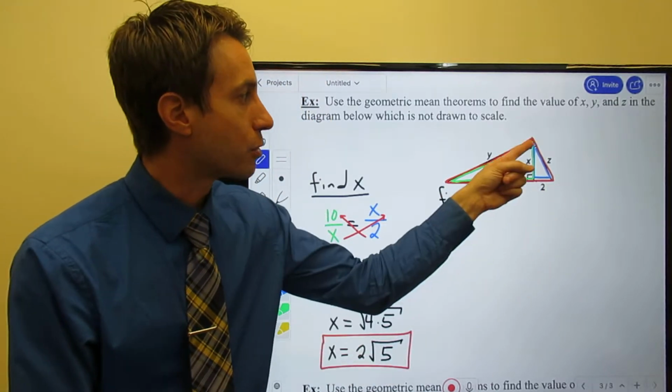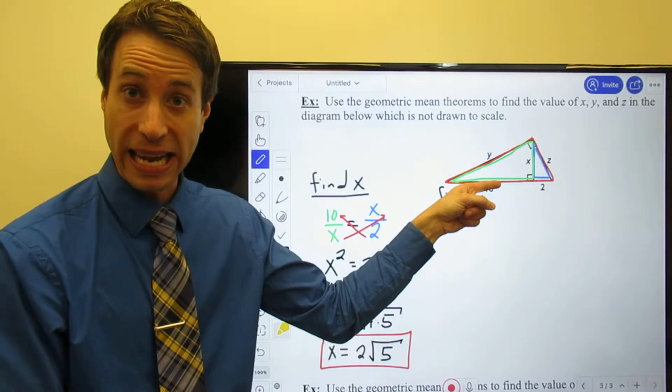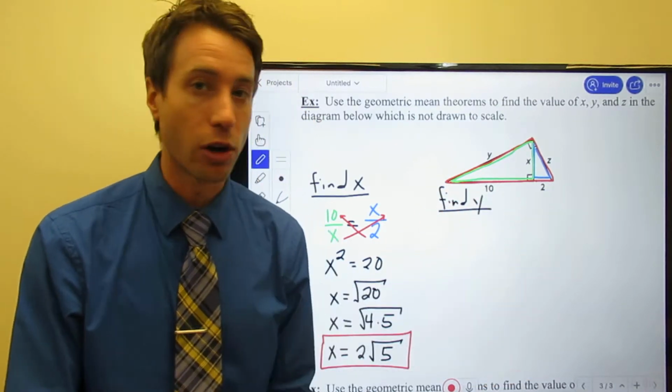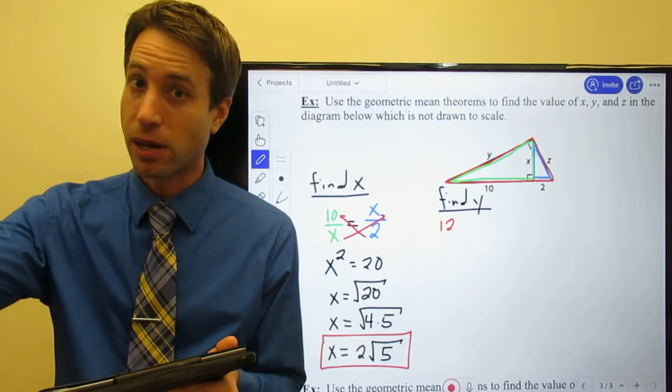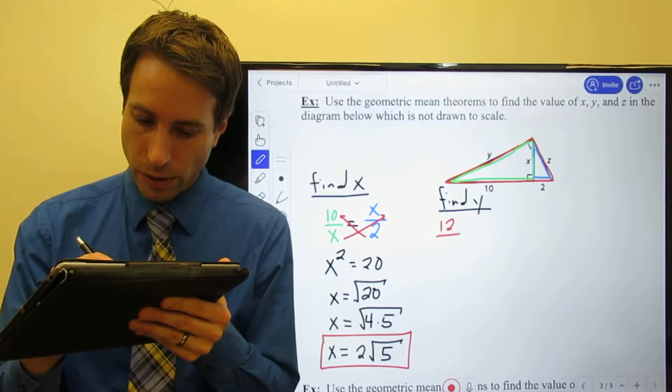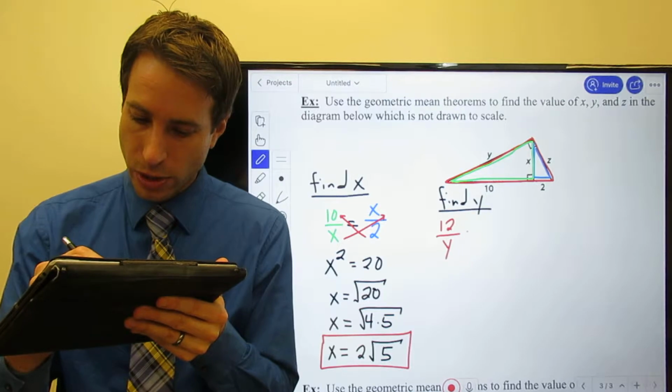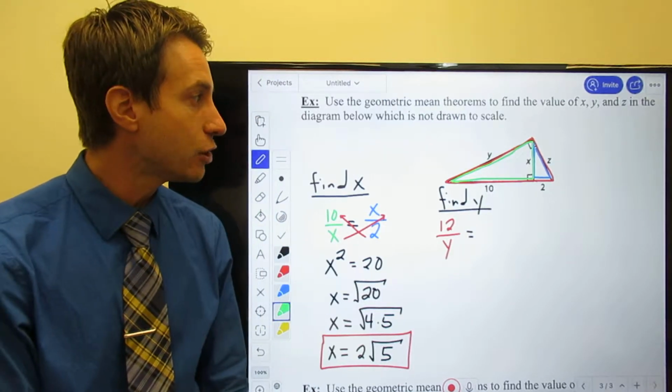I know it's the hypotenuse because it's opposite the right angle. So this has to be the longer side. So for the red triangle, it'll be 12, which is 10 plus 2, all over y, which is going to be equal to, well, now the green triangle.